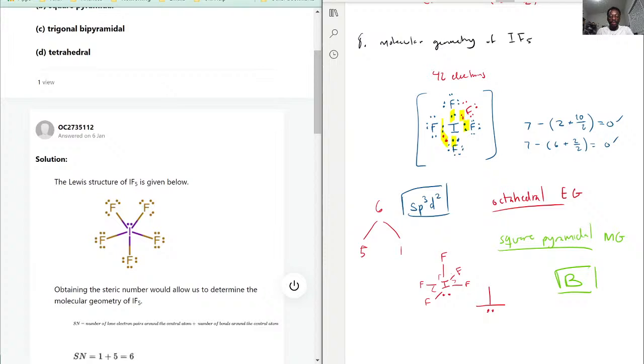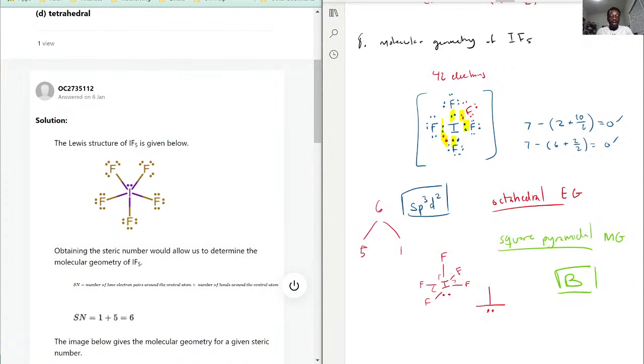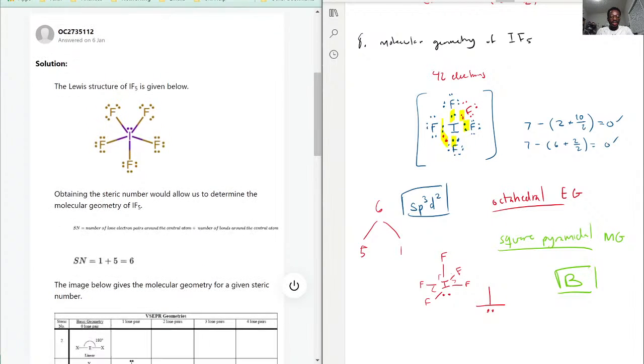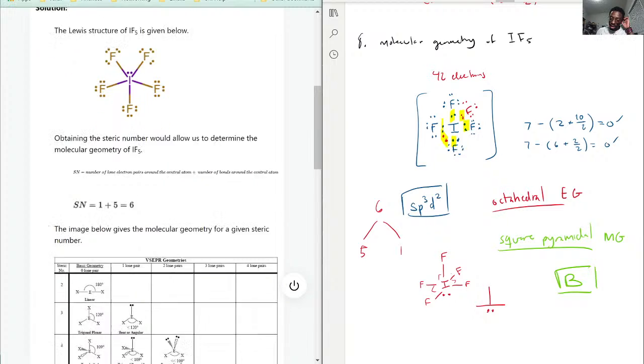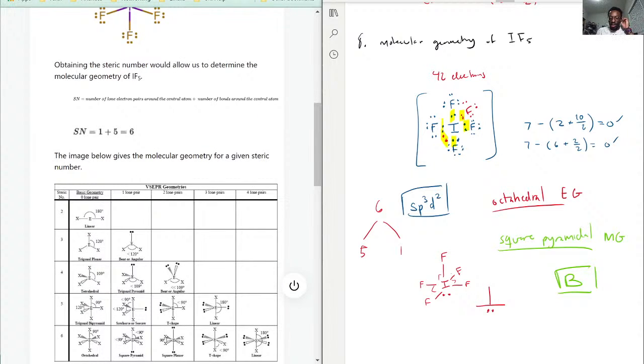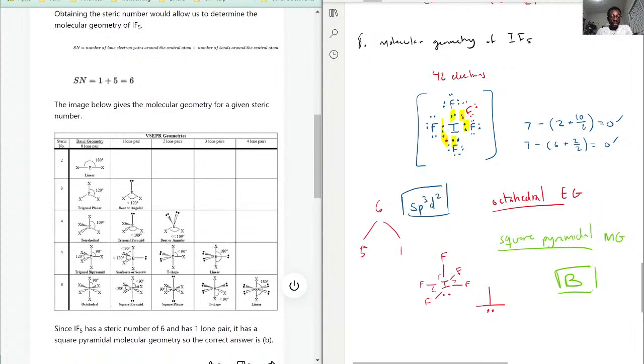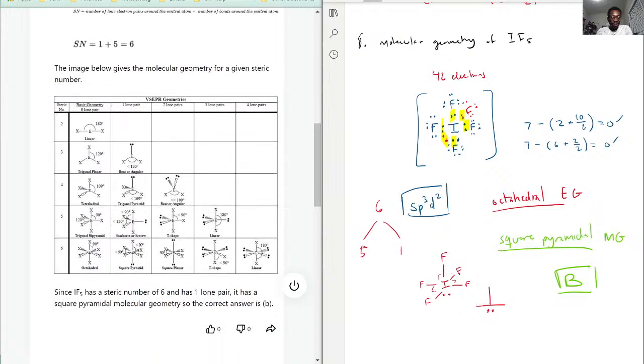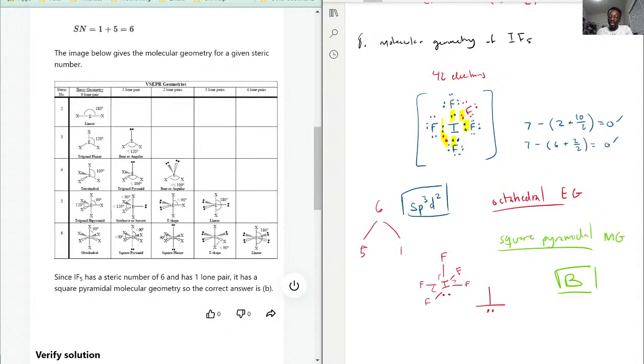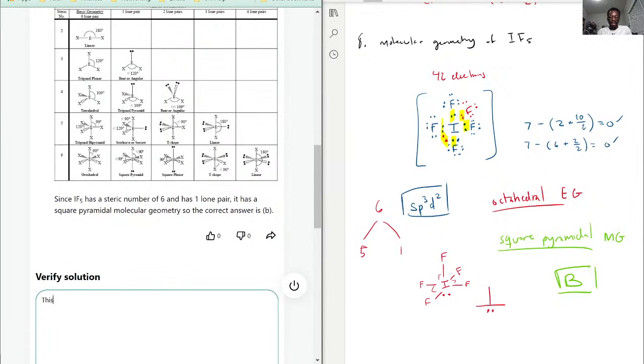There we go. They gave us a Lewis structure, and then they have the steric number, which is a 6, which is what we're doing in terms of calculating the hybridization. And you can see here that based on this chart, because one of them is going to be a lone pair, we have the name square pyramidal. So the correct answer is indeed B. This is correct.